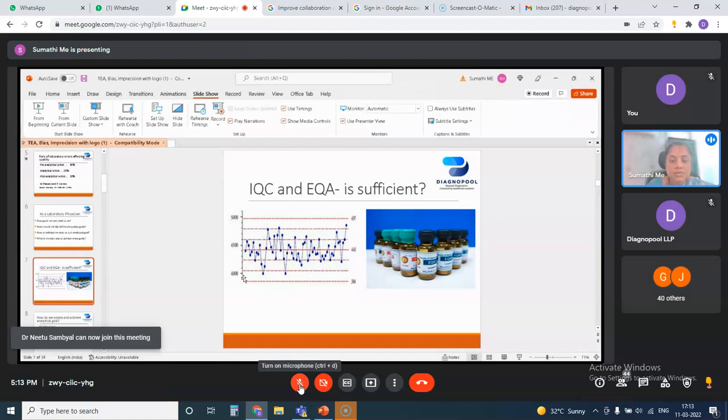So this IQC is entirely concentrated on assessing the precision of an assay, whereas the EQA is an activity which is done to know the bias, or in terms of the accuracy. So these two things, though they are entirely different, are capturing something very important for the laboratory. The IQC represents the precision and the EQA represents the accuracy part.